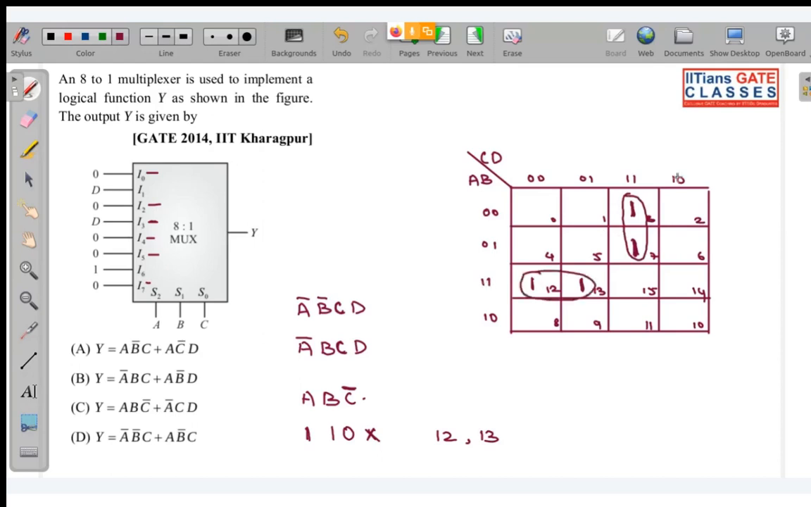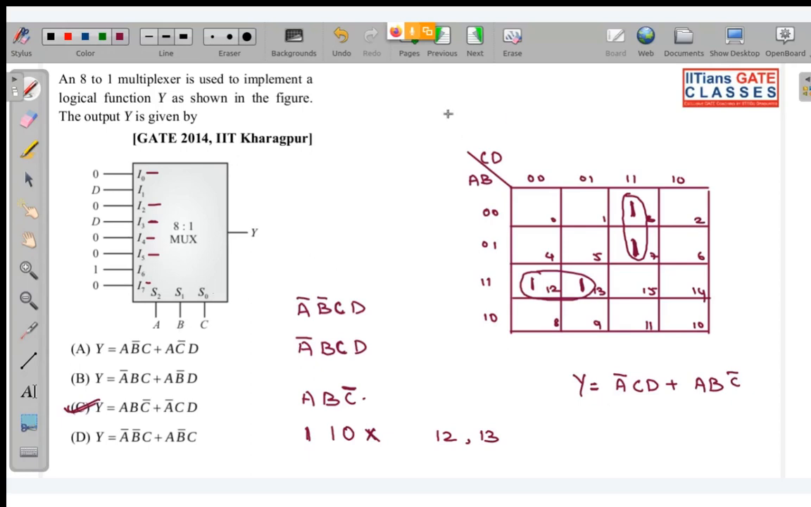For this, if I write your minimized expression, it will be A complement CD plus, for this one it will be AB and over here C complement. So which option do you see? A complement CD, A B C complement. So option C is correct. Directly like this you can solve the question.